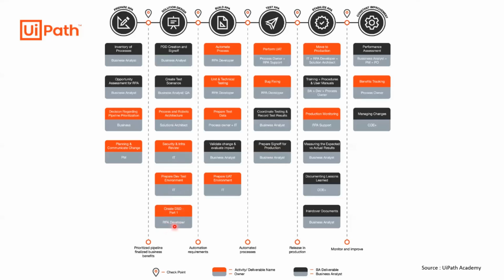comes a little bit of the role of the RPA developer, where he creates the DSD, which means the design specification document, right? Based on the PDD, whichever you get, and all the inputs from the solution architect, the RPA developer is supposed to create a DSD, which describes how the automation would look when we are doing it in UiPath Studio, right? So here you would actually need the RPA developer's help.